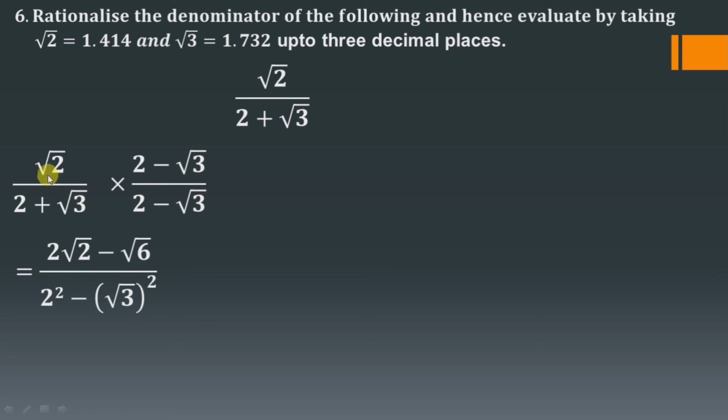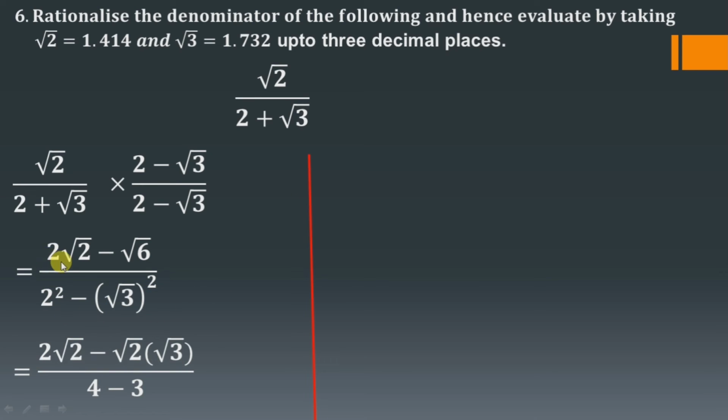I will get 2 root 2 minus root 2 into root 3 is root 6, divided by 2 square minus root 3 square, which is equal to 2 root 2 minus root 6, which can be written as root 2 into root 3. Why am I writing root 2 and root 3? Because the values of root 2 and root 3 are given. So square of 2 is 4 minus square of root 3 is 3.